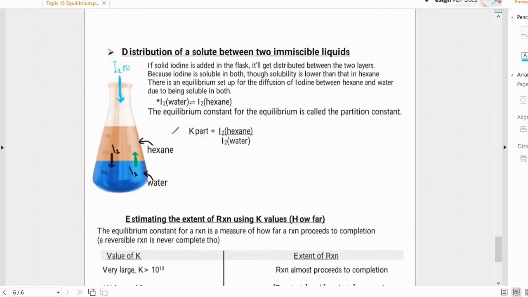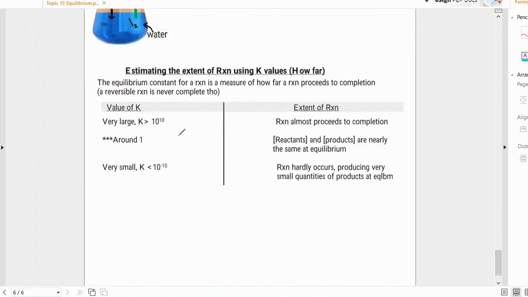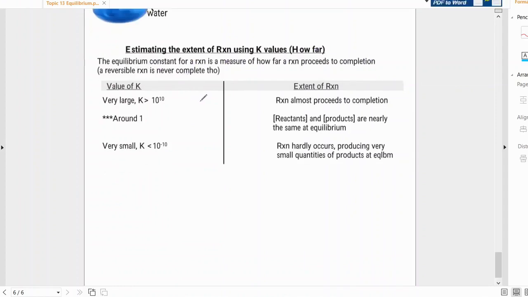So, the last topic for today: estimating the extent of reaction using equilibrium constant or K values. We are estimating how far. The equilibrium constant for a reaction is a measure of how far a reaction proceeds to completion. However, a reversible reaction is never complete though. We are saying how far it reaches completion, but we are not saying it has reached completion.